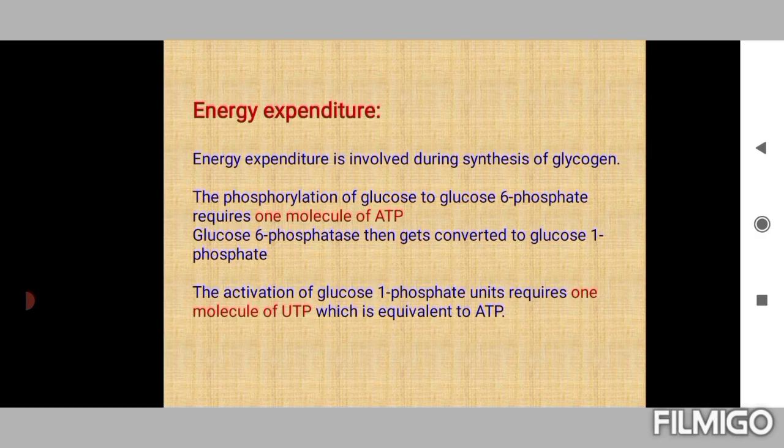Glycogen synthesis involves activation of glucose. First of all, glucose is converted to glucose 6-phosphate, for which one molecule of ATP is utilized. Glucose 6-phosphate then gets converted to glucose 1-phosphate, where there is no expenditure of energy, but glucose 1-phosphate is activated with expenditure of UTP, that is, by addition of UDPG. So for each molecule of glucose that is added to glycogen, 2 high energy molecules are used up, one in the form of ATP and one in the form of UTP.